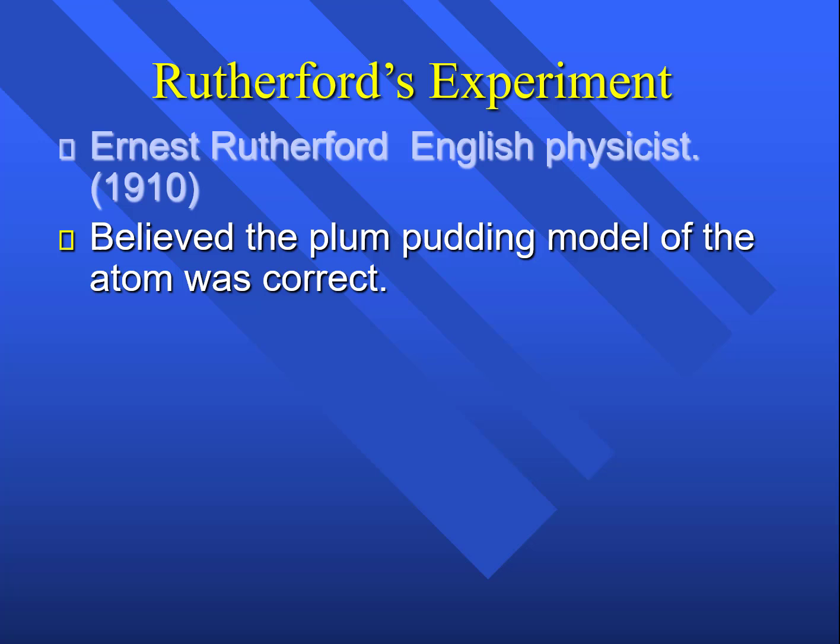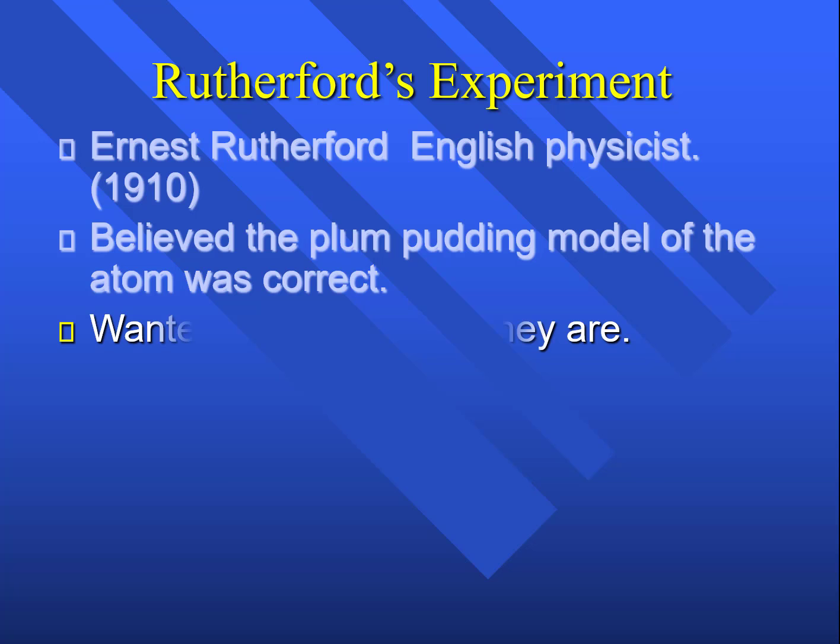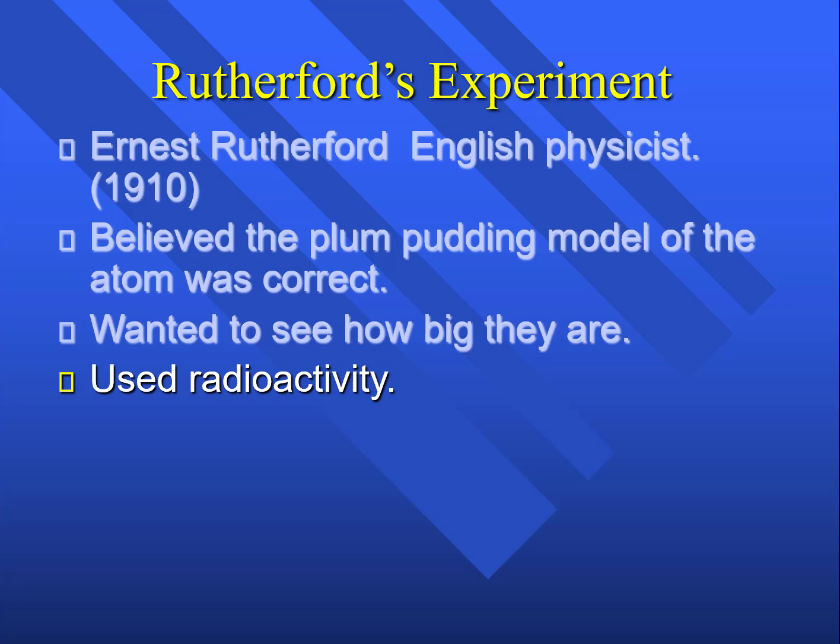So Rutherford wanted to do something different. He wanted to actually see how big the atom was, because they didn't know how big atoms were. They knew there were little tiny particles they couldn't see, but how tiny are they? So that was his goal. It was about size. I want to learn more about the atom, so he was looking for how big is the atom. And to do it, he used radioactivity. Radioactivity had just been discovered in the late 1890s as well. So he's got some new stuff.